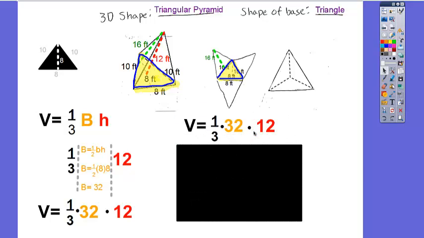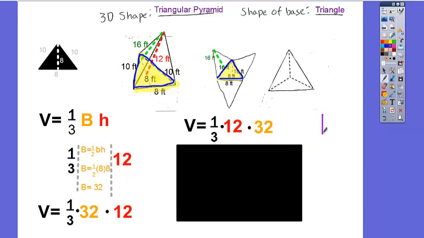This one is a little bit different because we can't split 32 into 3 pieces quite as easily. So remember, we said with multiplication we can switch the order and it doesn't change anything. So I'm actually just going to switch the order here. So you can rewrite this as this. So 1/3 times 12 times 32. Well, this part I can do quickly in my head.